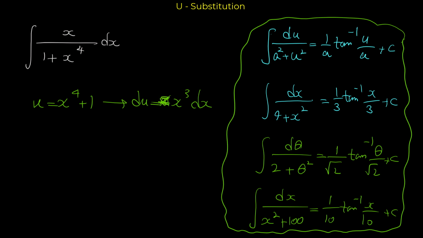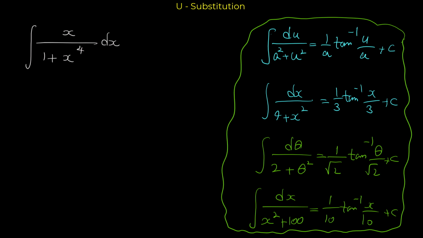Don't worry about the 4. 4 is a number. Focus on x cubed. Do you have x cubed in the numerator? You have just x. So this shows that this substitution doesn't work. And this means that we have to think of something else. So the denominator is not u. And of course, u cannot be the numerator because in the numerator you have only x.